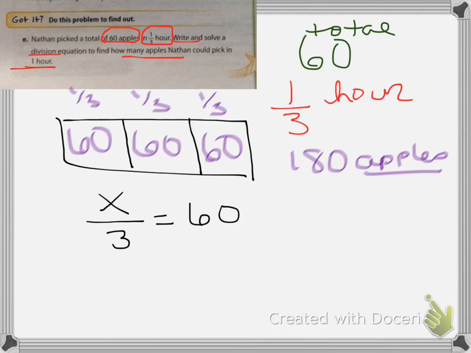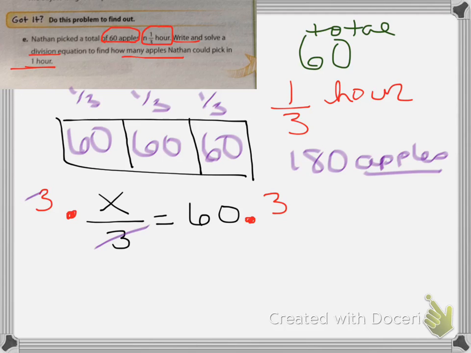So now what we're going to want to do is say, okay, what's our variable? Our variable is x, and then we are going to identify what's being done to x. X is being divided by 3. So let's go ahead and undo dividing by 3 by multiplying both sides by 3. Now remember, this is the multiplication property of equality. It says we need to multiply both sides by 3 in order to keep it equal.